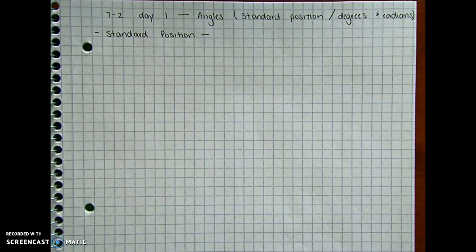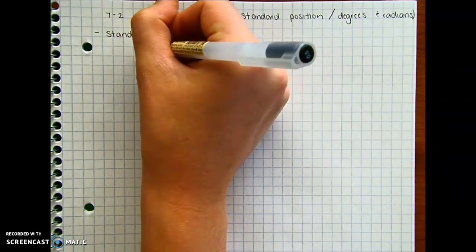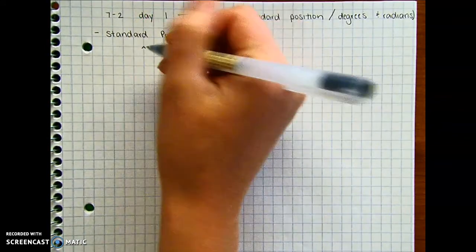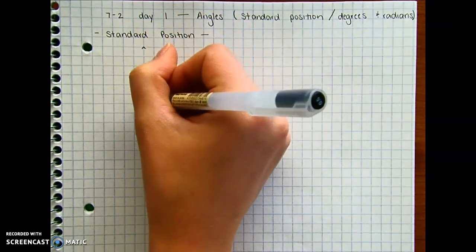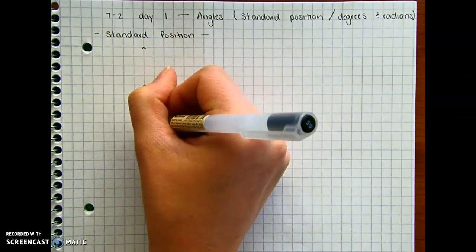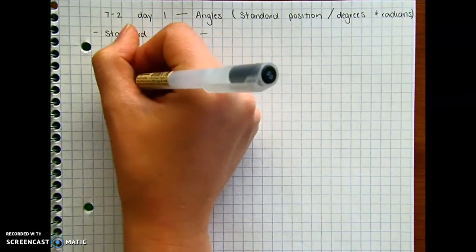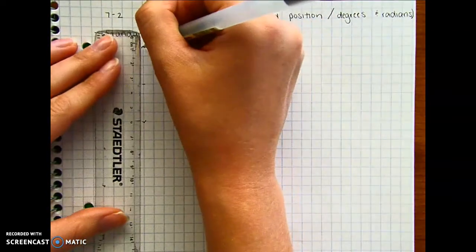Alright, so standard position of an angle, let's make a coordinate plane to graph our angle on. Go up to 4, I think. So 4, 3, 2, 1. You are going to want a straight edge.